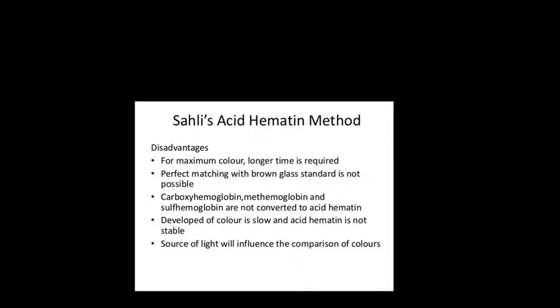And development of color is low, and acid hematin is not stable. If you leave it for some time, the color will fade away, and also the color of the tubes might fade away. If you keep it in sunlight for over a long period, the color of the tubes will fade away. So source of light will influence the comparison of colors. If we are seeing it in a dark room or a room with a curtain, color is different, and if you go to sunlight, the color might be different. So depending upon the tube light or the natural light, the color may vary. So these are the disadvantages.